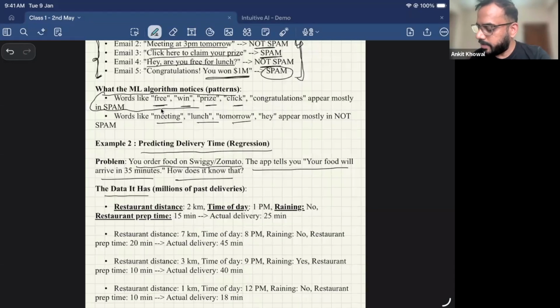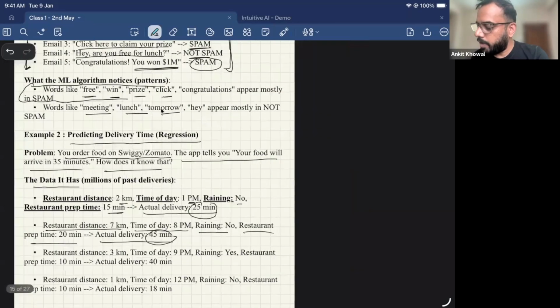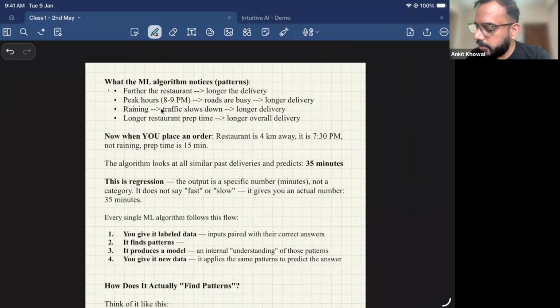Again, it has some past data: the restaurant distance is 2 kilometers, the time of the day was 1 p.m., it was not raining, restaurant prep time is 15 minutes, and then the actual delivery was 25 minutes. This is past data which is available. Again, restaurant distance is 7 kilometers, time of the day is 8 p.m., raining, no, restaurant prep time is 20 minutes, so the delivery took 45 minutes. These things were observed and fed to the algorithm, right? So now the algorithm will learn these patterns.